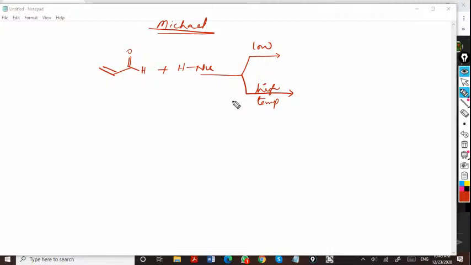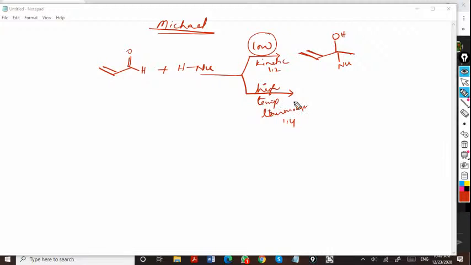1-2 addition and 1-4. So at low temperature it will be kinetic, so it will take 1-2 addition. At high temperature it will be thermodynamic. Okay, it will be 1-4 addition. So when it is 1-2 addition, the nucleophile will attack on the carbonyl carbon and H will be onto oxygen. Okay, so this is 1-2 addition, 1 and 2.